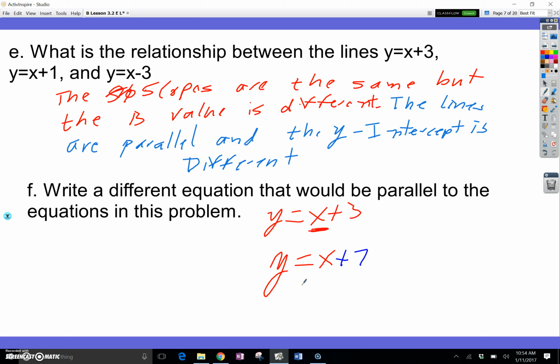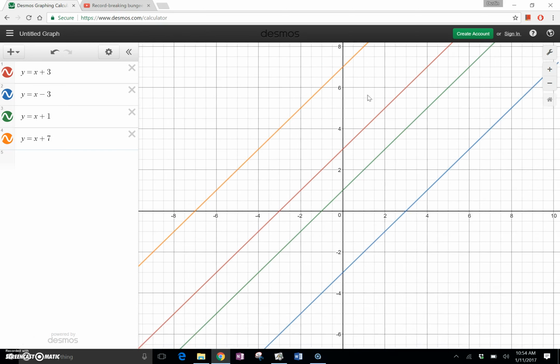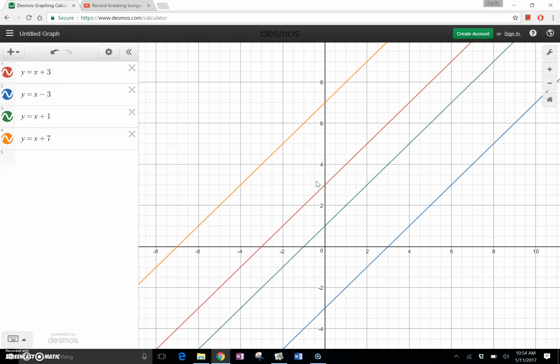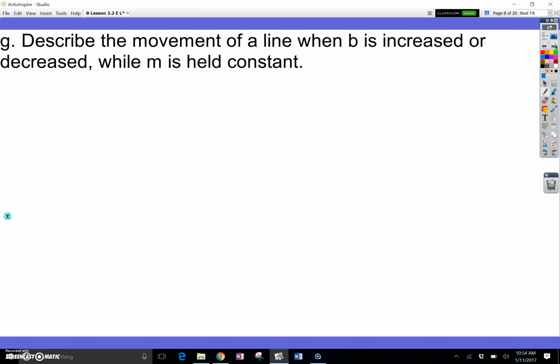So this line would be y equals x plus 7, and if I bring up Desmos again, if I have a brand new line, I have y equals x plus 7. I have my orange line now, and you can see the line is parallel. I just shifted it up 7 units. 4 units from the red line. Alright, so now let's go ahead and go to the next problem.